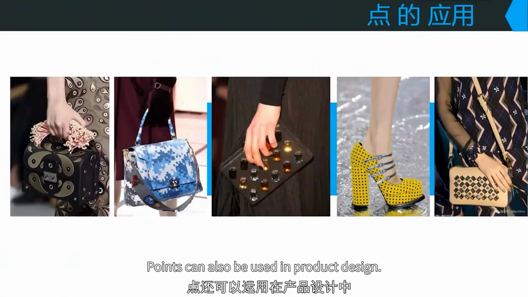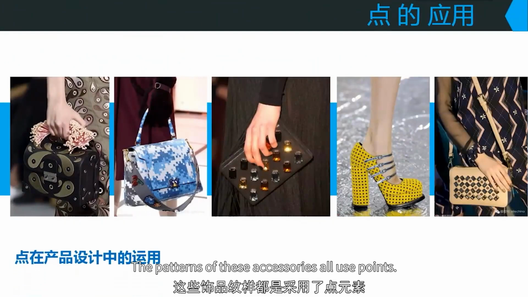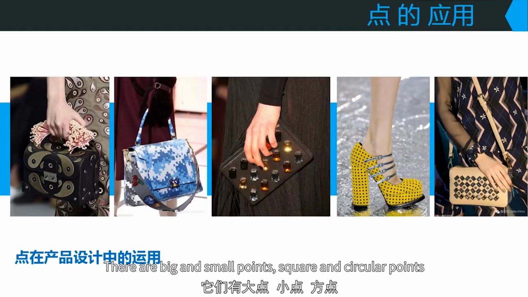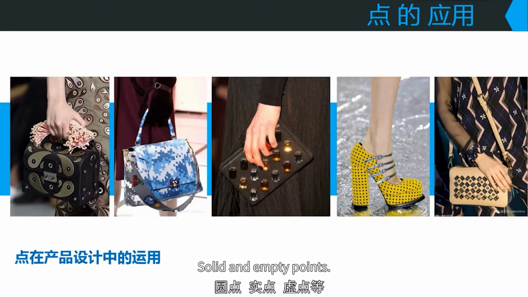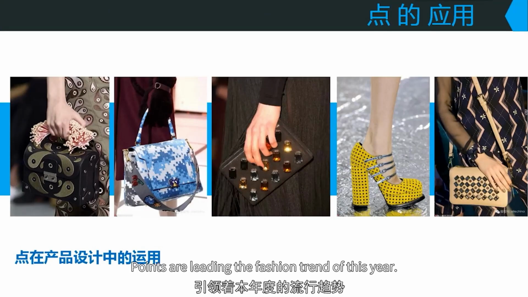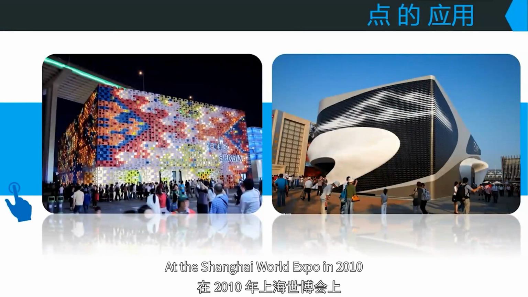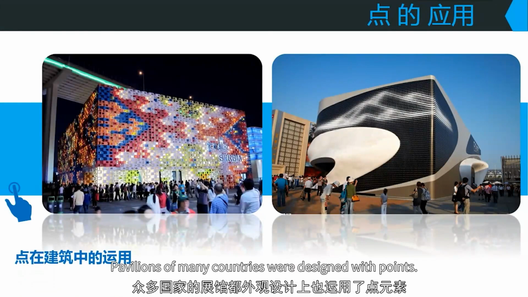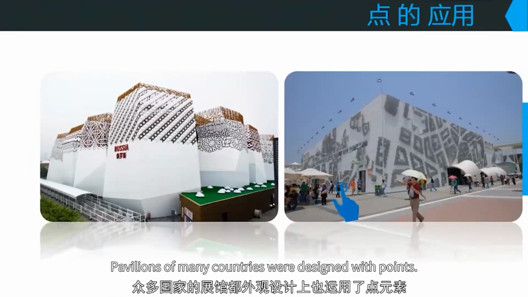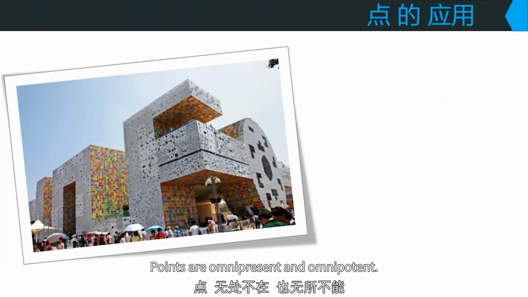Points can also be used in product design. The patterns of these accessories all use points. There are big and small points, square and circular points, solid and empty points. Points are leading the fashion trend of this year. At the Shanghai World Expo in 2010, pavilions of many countries were designed with points. Points are omnipresent and omnipotent.